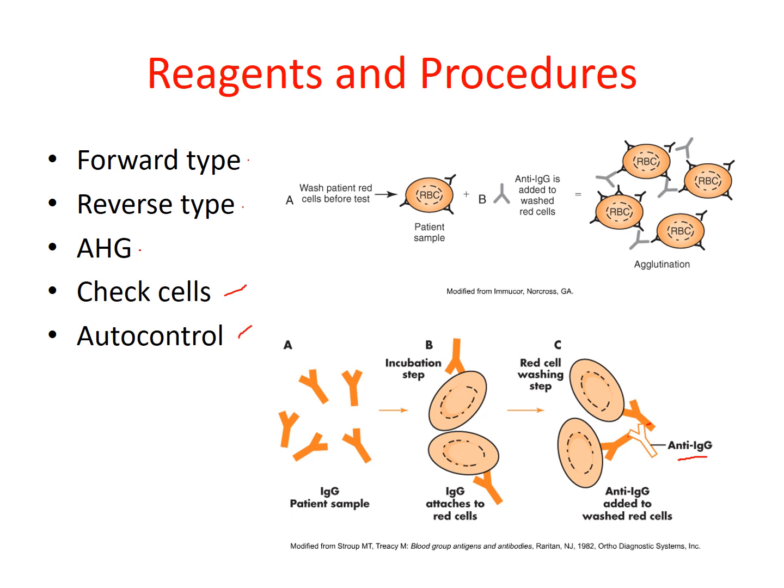The auto control controls for the patient. And what you're ruling out here is you're making sure that there are no autoantibodies getting in your way. The auto control should be negative. The check cells should be positive for agglutination. If you have a positive auto control, then you have a problem. You have an autoantibody, and you need to get that out of the way.